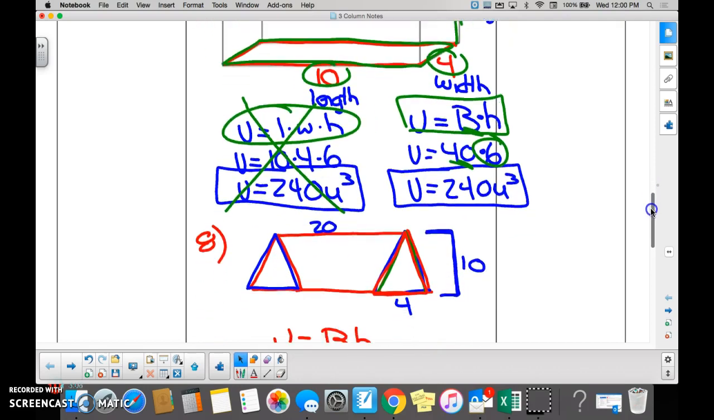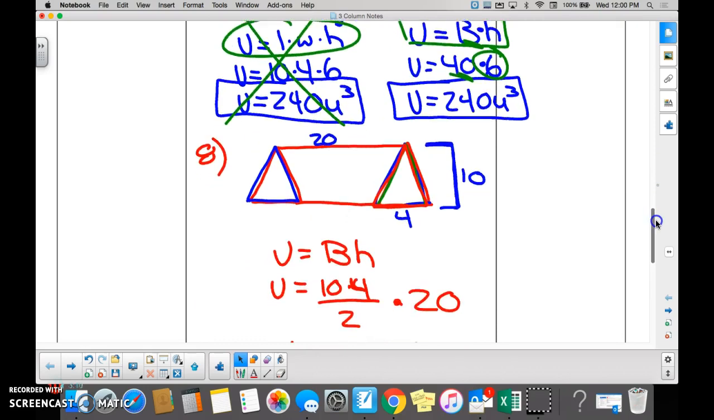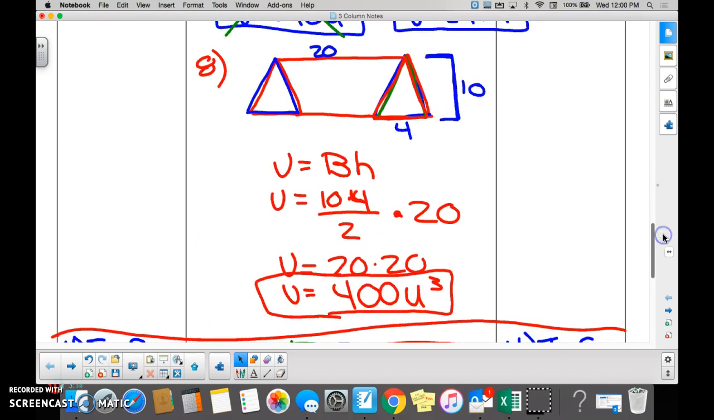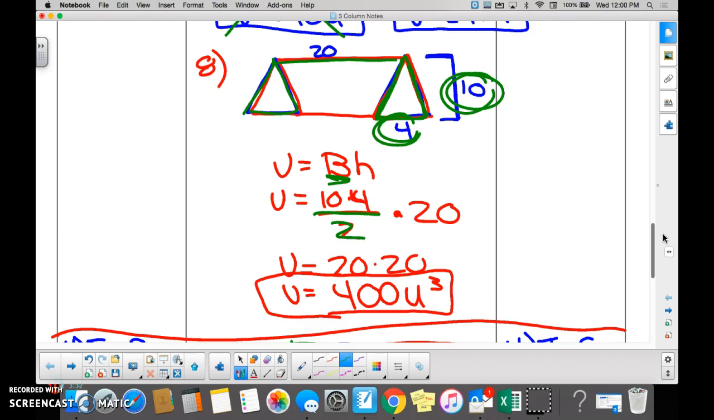And the reason we use that is on number 8. Can I use for number 8 length times width times height? No, because we've got to find the area of the base. This is a base. This is a base, right? Yes. Do you find the area of this base by multiplying base times height? No, you've got to do base times height divided by 2, and then you multiply it by 20, which is your height. Got it? Got it.